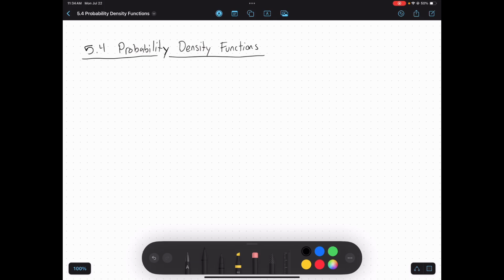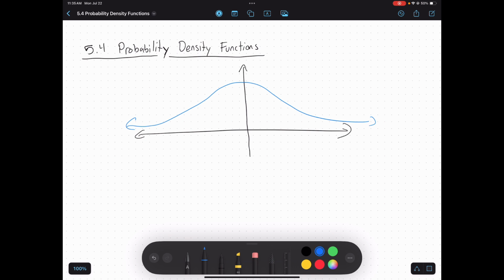In this video, we're going to be going through section 5.4, which is about probability density functions. This is how integrals relate to the field of statistics and probability, primarily through probability density functions. So what are these? You may have heard of the normal distribution or the standard distribution. This is the most common type of probability density function, which is often called the bell curve because it looks like this bell shape.